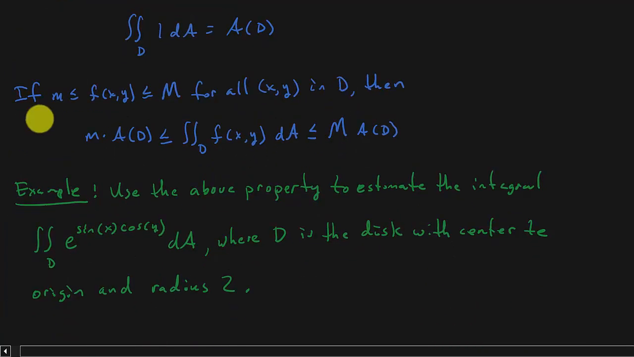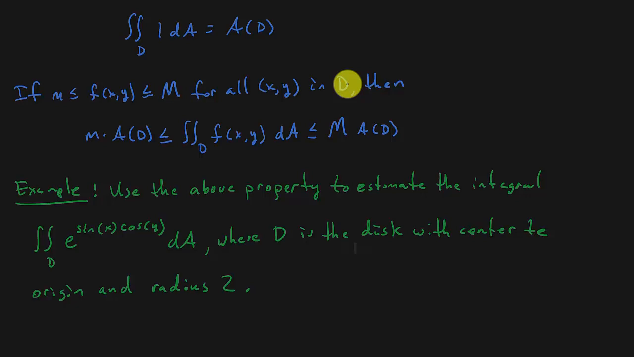And then we have this: if m, little m, is less than or equal to f of xy, which is less than or equal to big M for all x, y in D, then basically what it's saying is this integral is between little m times the area of the region and big M times the area of the region. All right. And so we're going to do an example showing this right here using that property there.